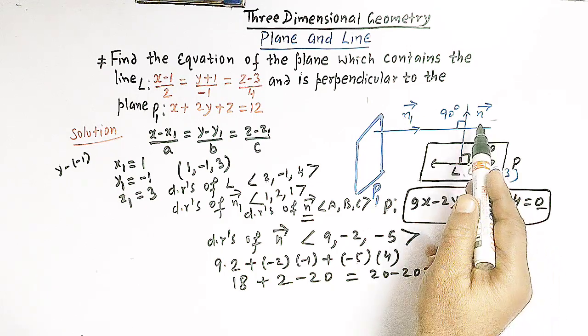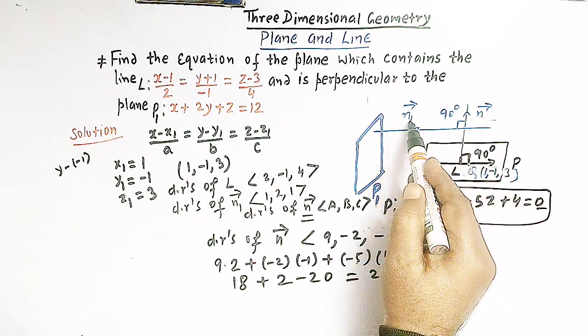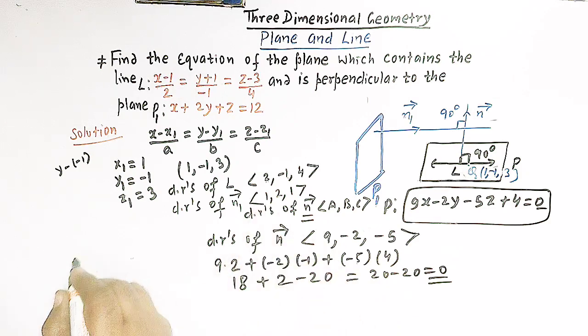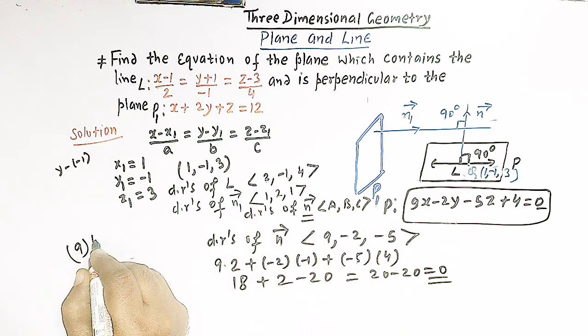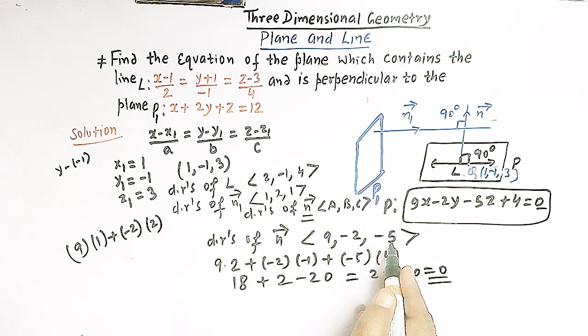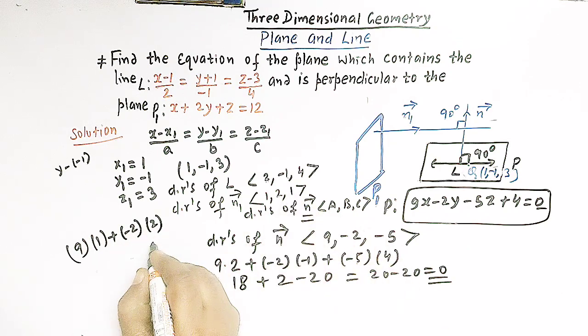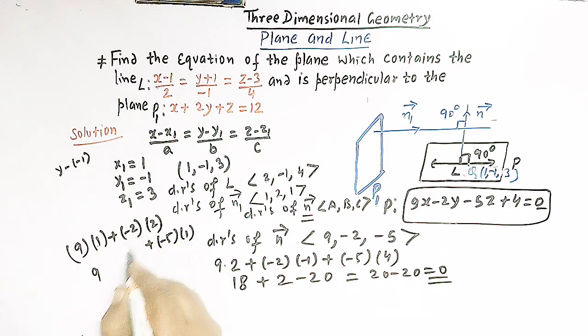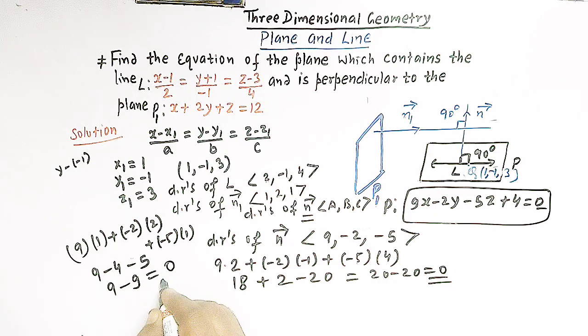And similarly we can verify that this vector n is perpendicular to vector n1. So again we can apply the condition of perpendicularity. So we have 9 times 1, then we have minus 2 times 2, and then we have minus 5 times 1, right? So this is 9, this is minus 4, and this is minus 5, and this is 9 minus 9, that is equal to 0.